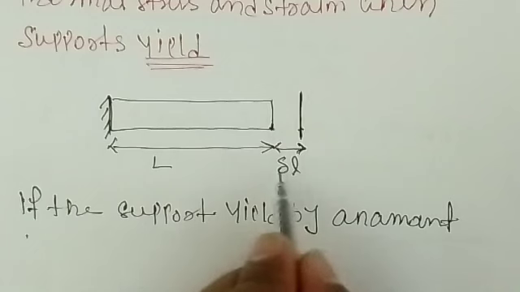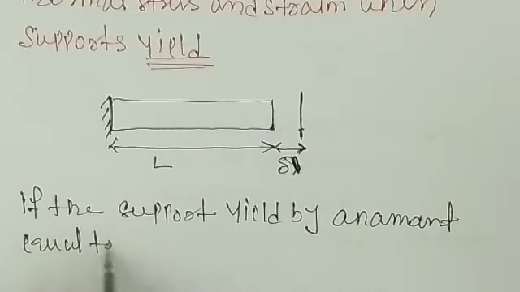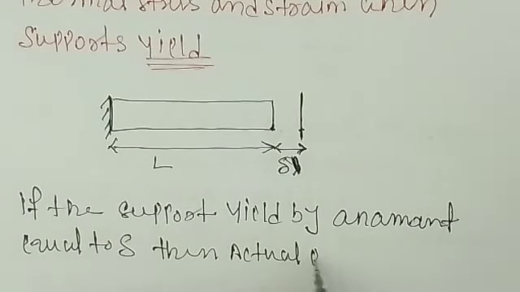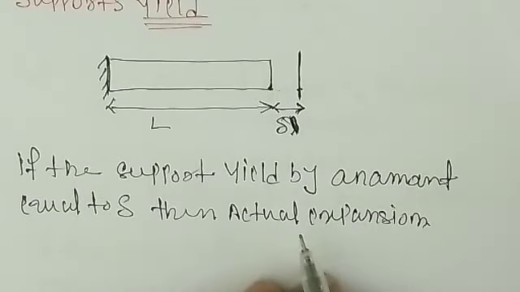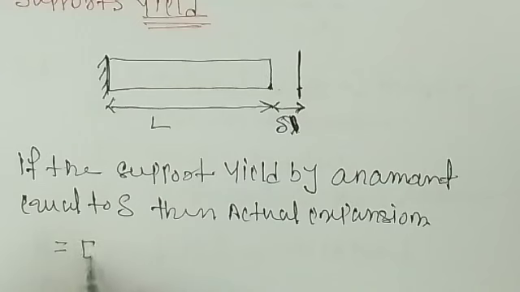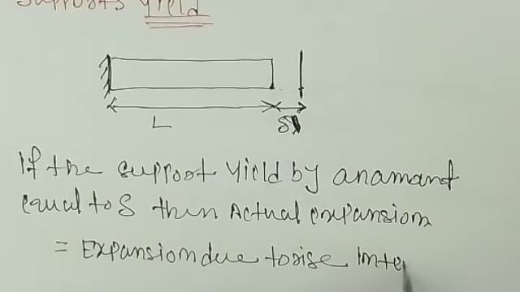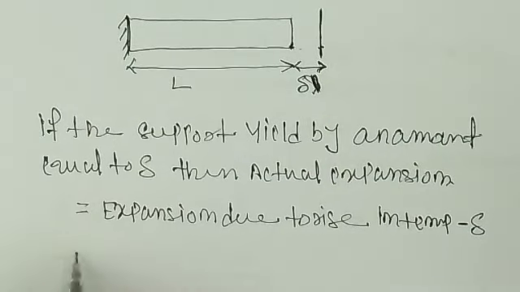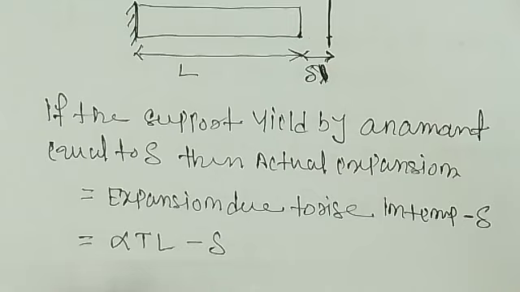equal to delta, it's not delta L, it's delta only, right? Then we can say actual expansion is equal to expansion due to rise in temperature minus delta. Expansion due to rising temperature is alpha TL, minus delta. This is the expansion we got because of the yielding support, right?